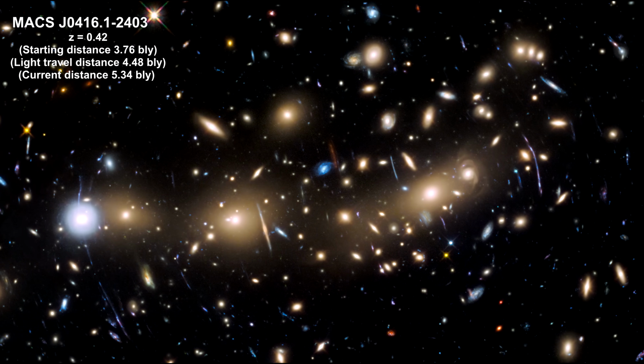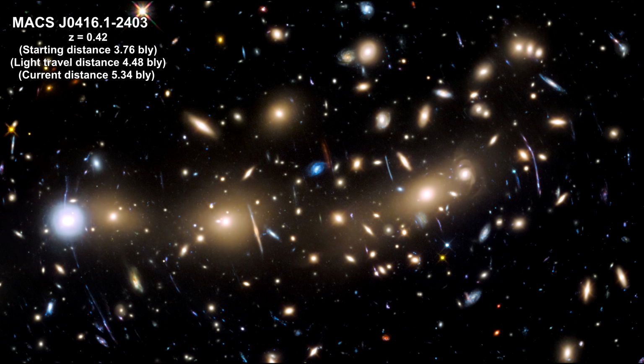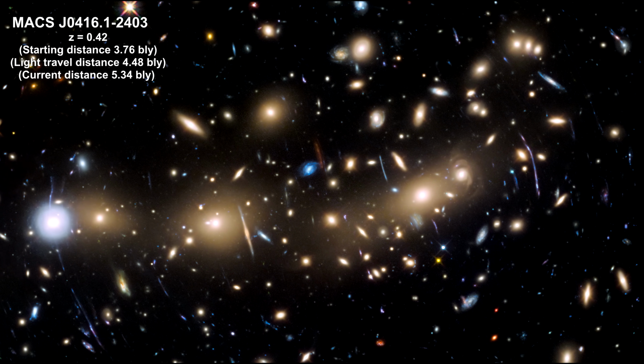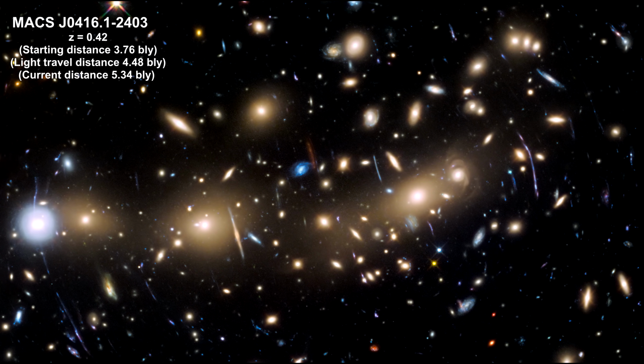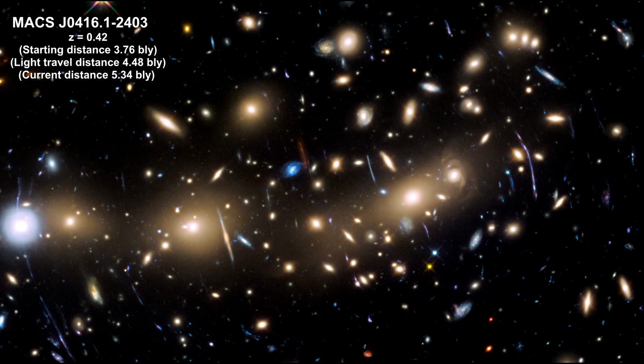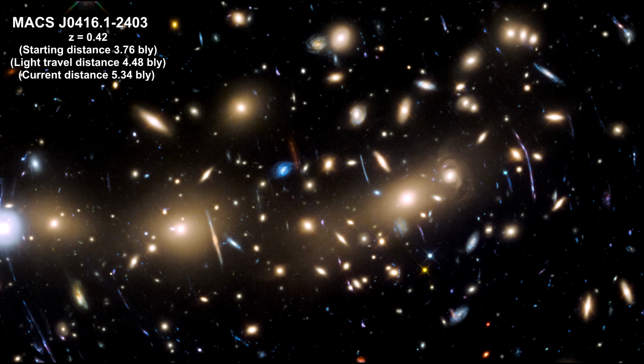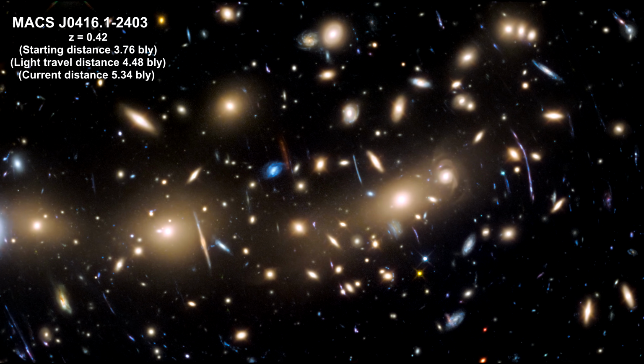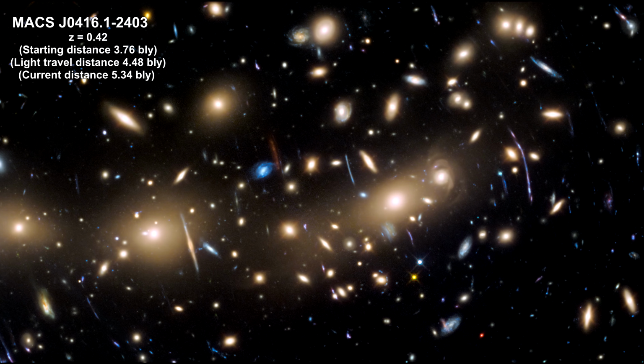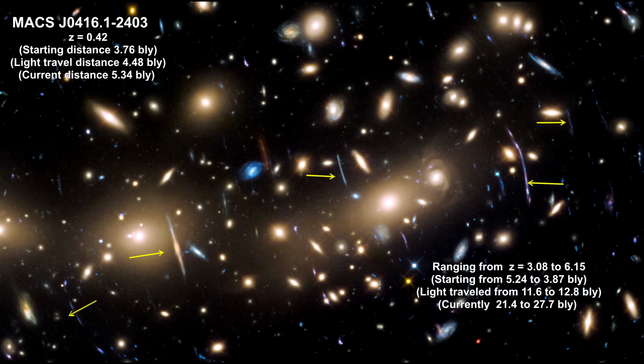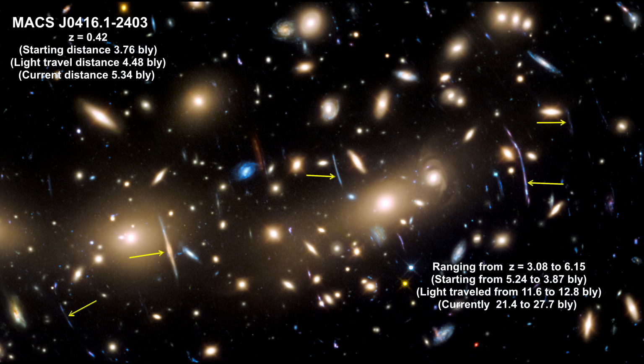Here's another one. The light from this galaxy traveled 4.48 billion light-years to get here. These foreground galaxy clusters are magnifying the light from the faint galaxies that lie far behind it. The faint light from these lensed galaxies traveled up to 12.8 billion light-years. It's the gravitational lensing that allows us to see that far back in time. Without the magnification, these galaxies would be invisible for us.